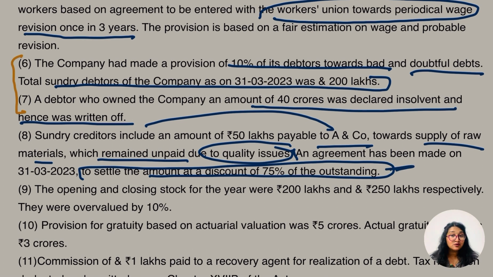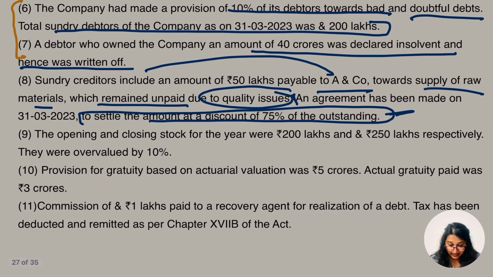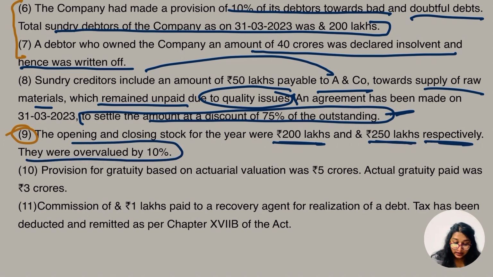So yes, we have to identify what would be the adjustment in this case. Let's go for the ninth part. The ninth point is about the opening and closing stock of the year, and I'll tell you this point was in the June attempt. The opening and the closing stock of the year were 200 lakh and 250 lakh respectively, and they were overvalued by 10%.